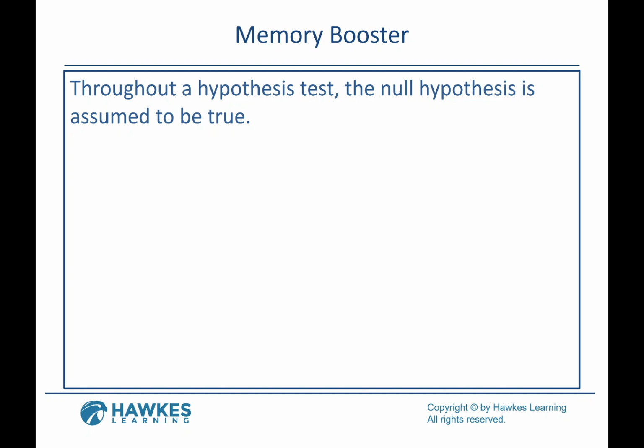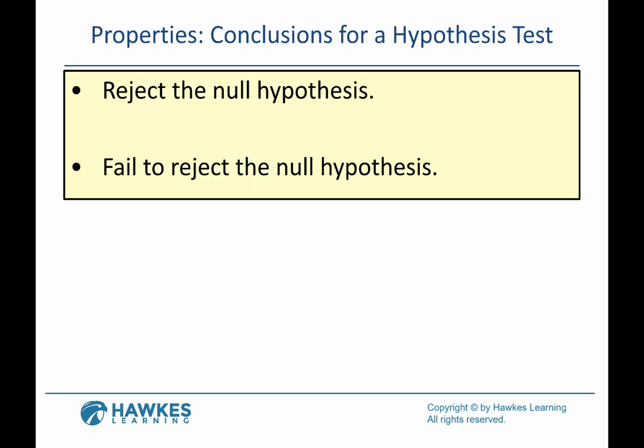So the 2 possibilities: we either reject the null hypothesis. That's the case where it looks like our data supports the alternative hypothesis. So we would reject the null hypothesis that we were assuming to be true. Or we would fail to reject the null hypothesis. In that case, we don't have strong enough evidence in our data to suggest that the null hypothesis may not be true. So we just fail to reject the null hypothesis. Really, we're just not doing much in that case.